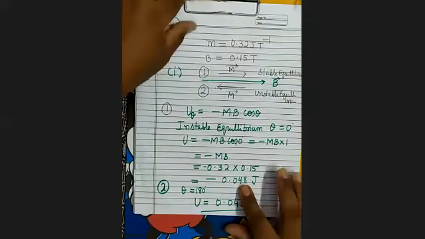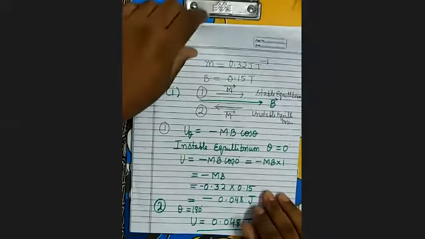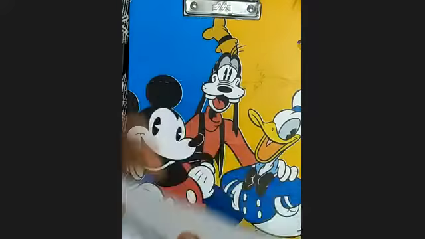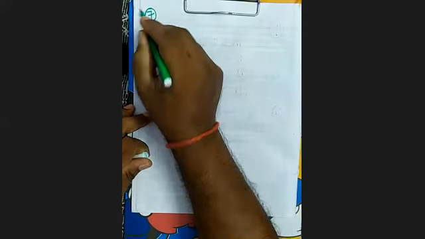After question number 8, there are the numericals on Earth's magnetic field. So those we will not do just now. Now you see question number 7, and this is a very good question.